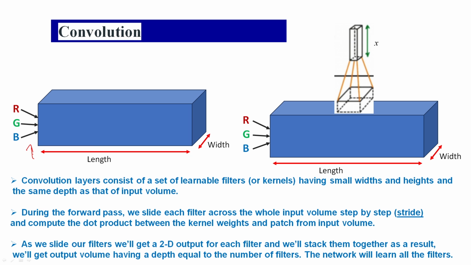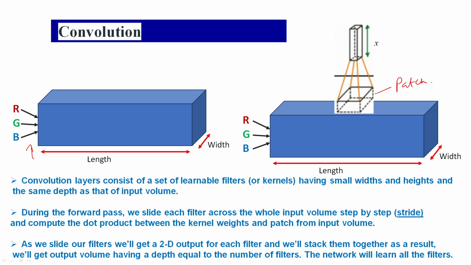During the forward pass, what do we do? We slide each filter, or each of these patches. This is the patch actually. Each patch passes across the whole initial input volume, step by step, and that is called stride. When we walk, we also take strides. This is exactly the same thing, and we compute the dot product between the kernel weights and the patch from the input volume. We will talk about it a little later. So, we simply slide over this.